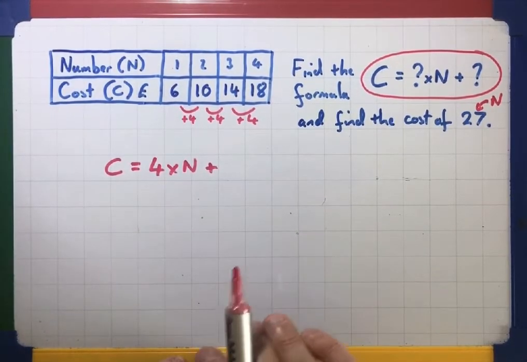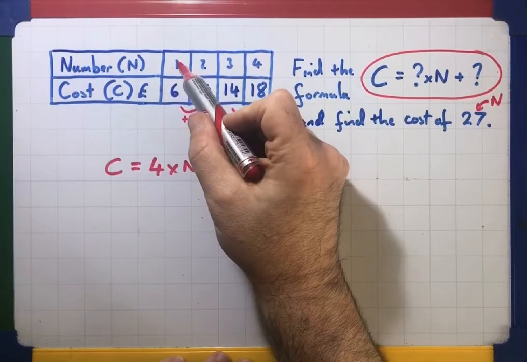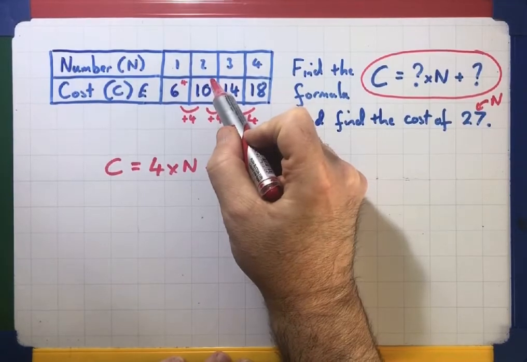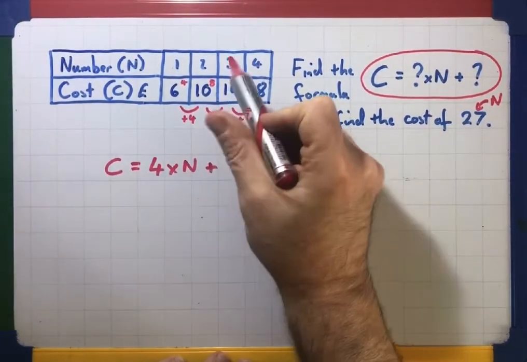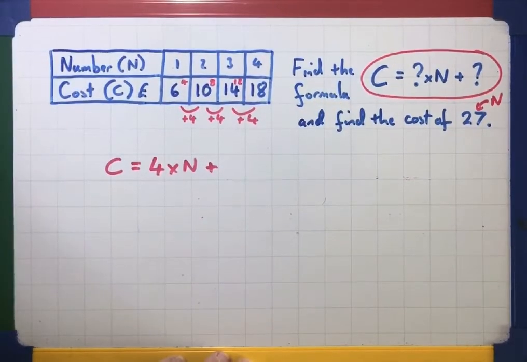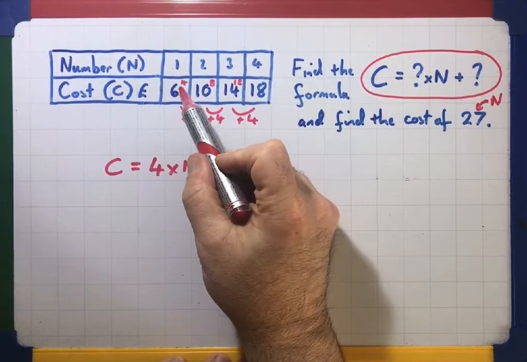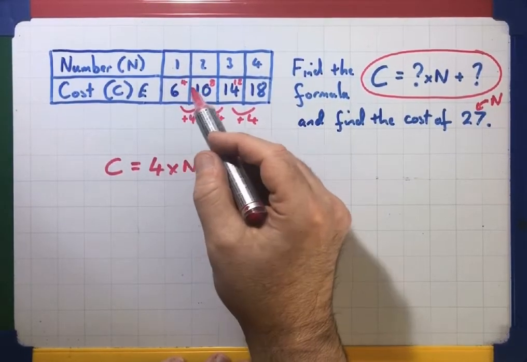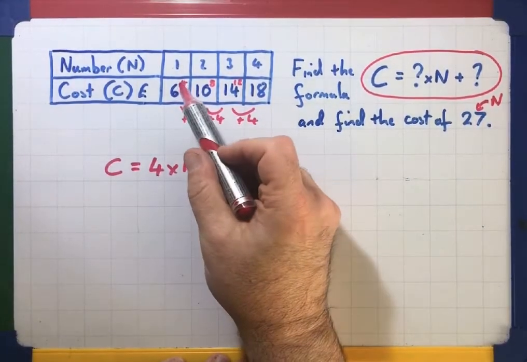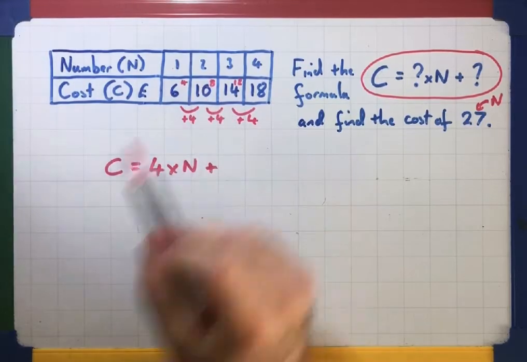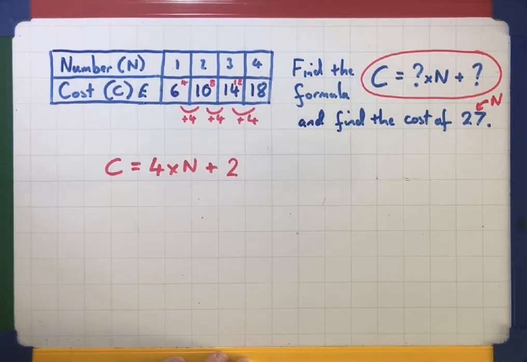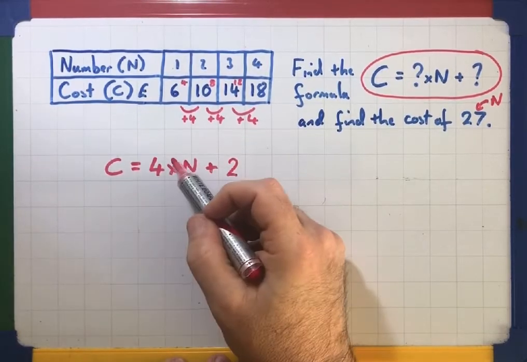But again, it's not the end of the story, because if I did 4 times 1, it would give me 4. If I did 4 times 2, it would give me 8. If I did 4 times 3, it gives me 12, and so on. You can see this is actually 2 less than I actually need, isn't it? So each time we're going to have to add on 2, because 6 is 2 more than 4, 10 is 2 more than 8, and so on. So the formula has to be 4 times n plus 2. Okay, that's the first bit, finding the formula.